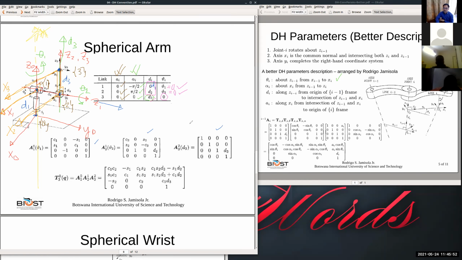Okay, so let's check theta 3. Theta 3 is about Z2. So where is Z2? Z2 is up. Okay, about Z2 from X2 to X3. Where is X2? In that direction. So put your finger up about Z2, and then X2 is in this direction. And then you sweep towards X3. But again, X3 is in the same direction. So that's 0.